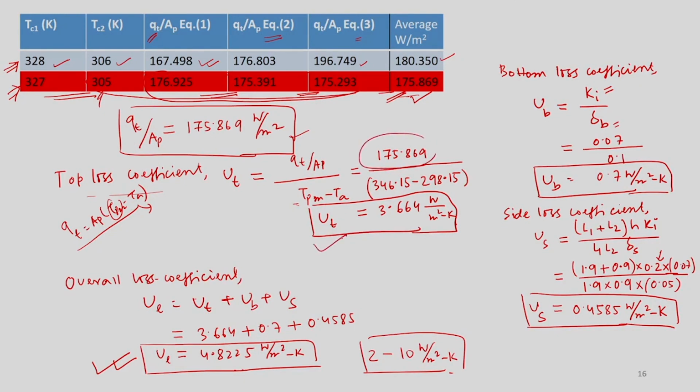From that we have calculated UT, then we have calculated UB, these are the standard equations. Then side loss coefficients we have calculated, then the overall loss coefficient, which is the sum of all the 3 loss coefficients, okay. Which is found to be 4.822, and which falls in the recommended values, which is 2 to 10 watt per meter square per Kelvin. So, that way we can estimate the losses taking place in a flat plate collector, right.